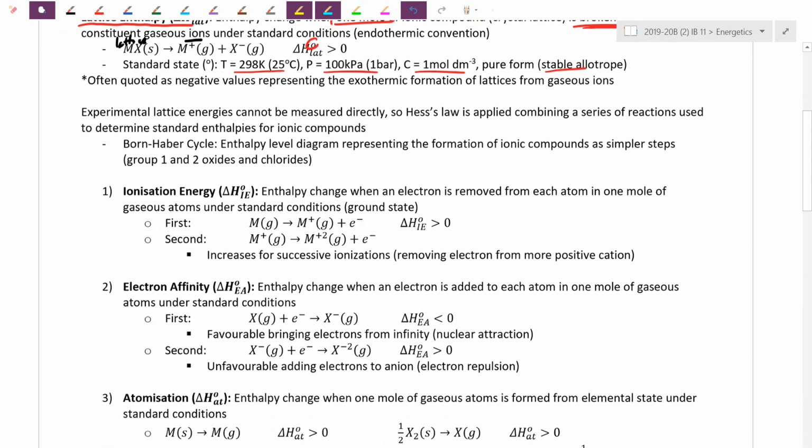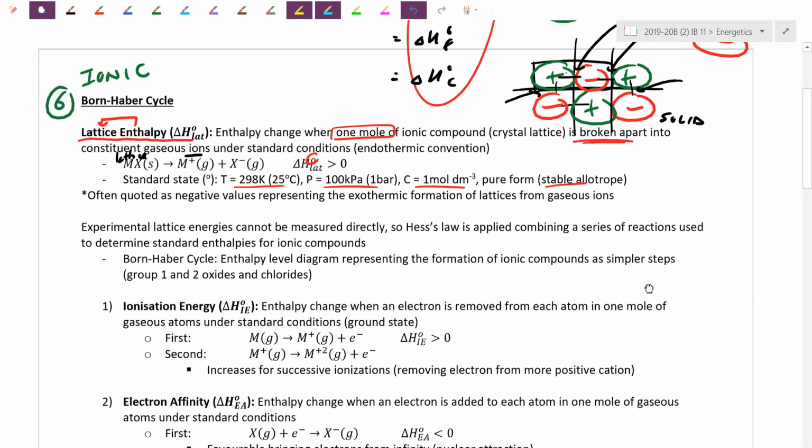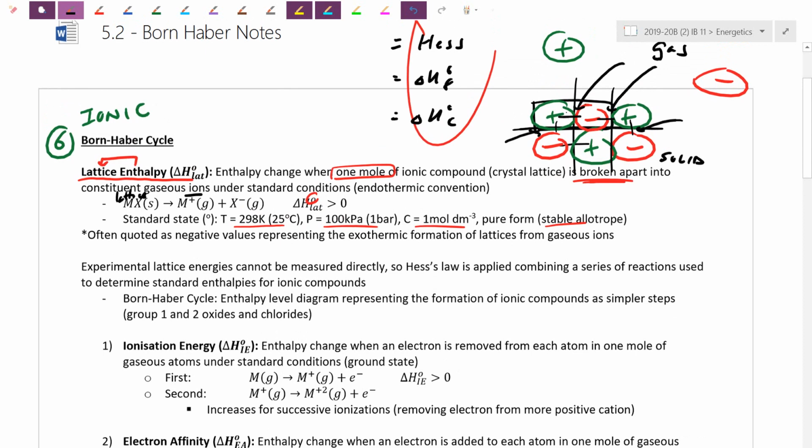Here's the kicker. Experimental lattice enthalpies cannot be measured directly. It's too hard to do calorimetry on this. You can imagine here trying to supply heat. It needs to be evenly distributed through the whole compound. It needs to rip apart all the bonds in almost an instantaneous fashion. I want it to hit some maximum temperature change. I don't want it to be equilibrated to room temperature.